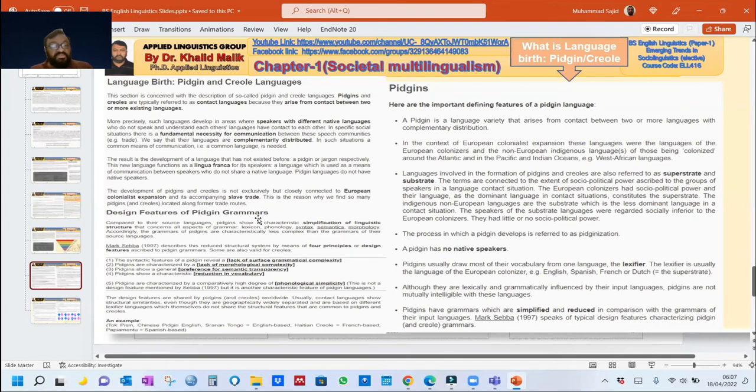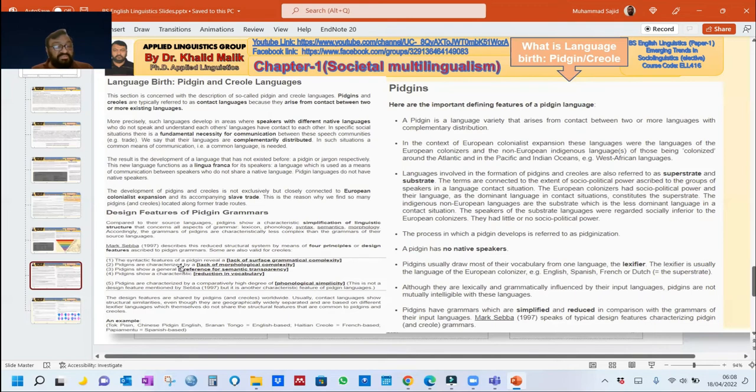Design features of pidgin grammars. So this is very important to understand. Compared to their source languages, pidgins show a characteristic simplification of linguistic structure that concerns all aspects of grammar: lexicon, phonology, syntax, semantics, morphology. Accordingly, the grammar of pidgins is characteristically less complex than the grammar of their source languages.